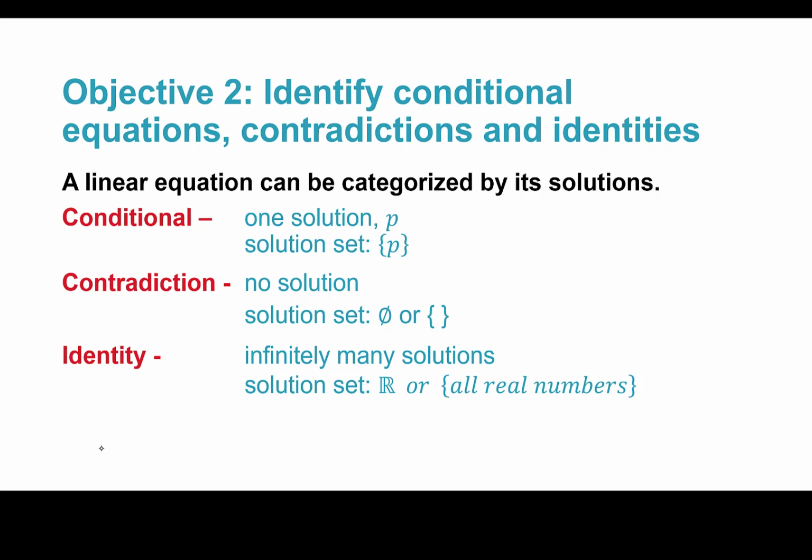We'll continue looking at linear equations, but talk about the different types of linear equations that we will deal with. There are really three main types, and we categorize those by the number of solutions: a conditional equation, contradiction, and identity. And we'll talk about these on another screen in detail.